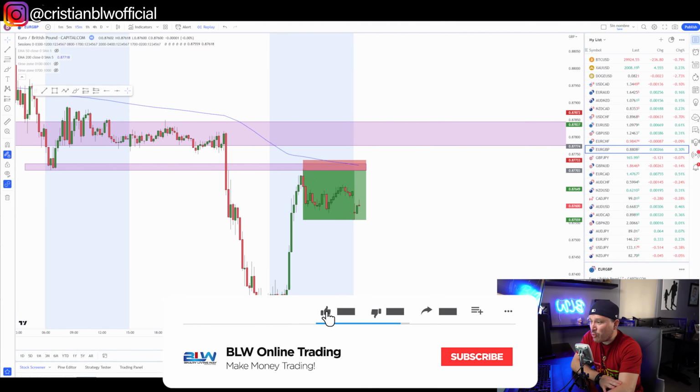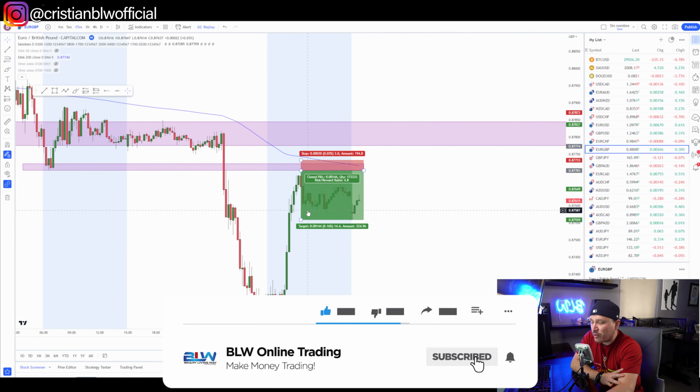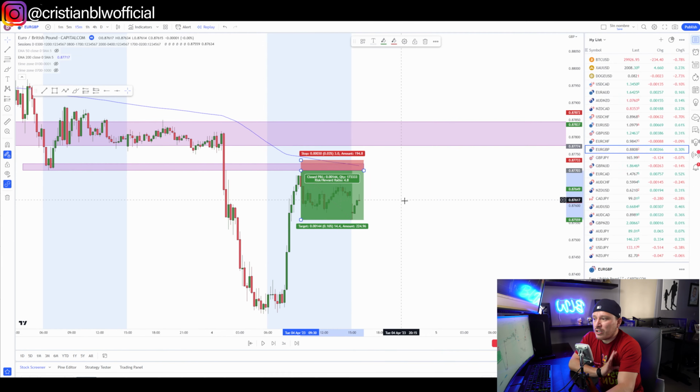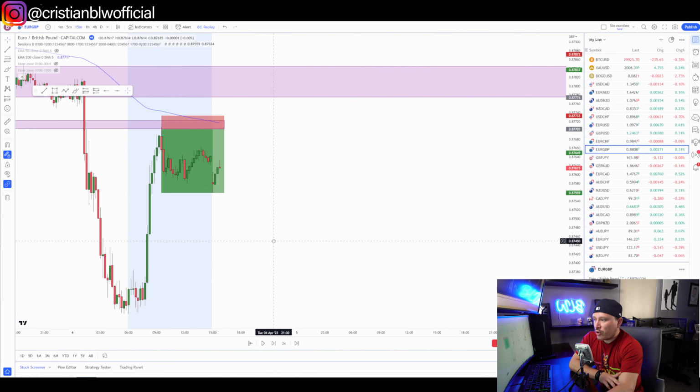Right here at this point, you could have either closed the trade partially, or you could just continue with it. It's really up to you, but take a look. It was a 4.8 risk reward ratio.